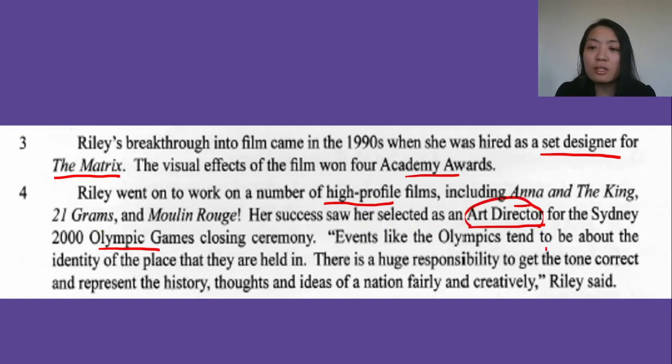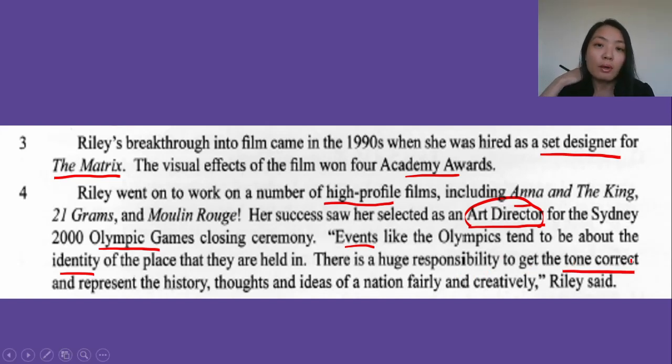And events like the Olympics tend to be about the identity of the place that they are held in. So something about events, something about identity. There's a huge responsibility to get the tone correct. So something about getting the tone correct.